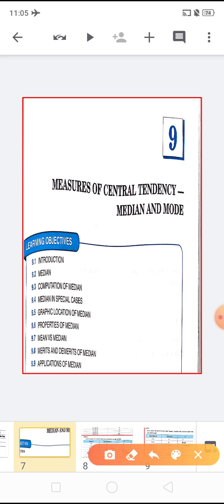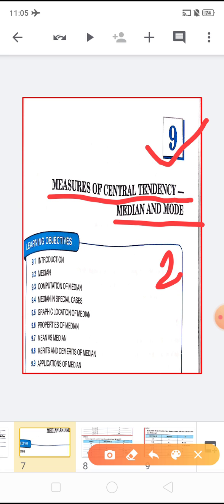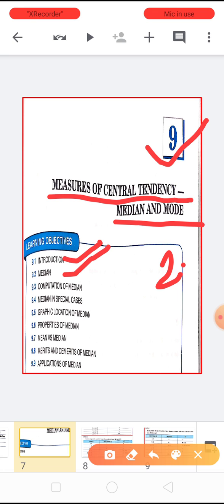Economics. That is chapter number 9, and the name of our chapter is Measure of Central Tendency, that is Median and Mode. Children, this is the second video of this chapter, and in the previous video, we have already learned the introduction of this chapter. We have learned what is median and how the median is calculated in different kinds of series. We have already learned how the median is calculated in discrete series, in an individual series, and in continuous series.